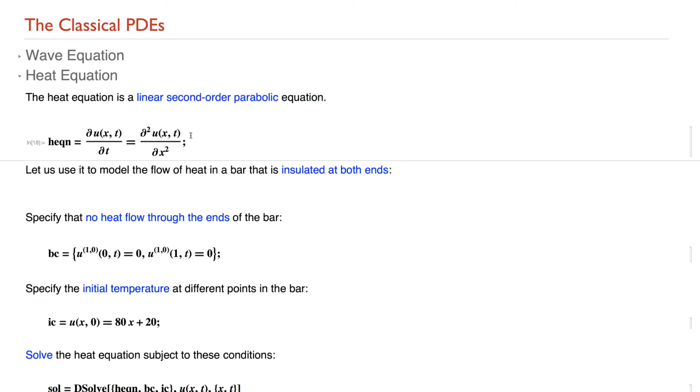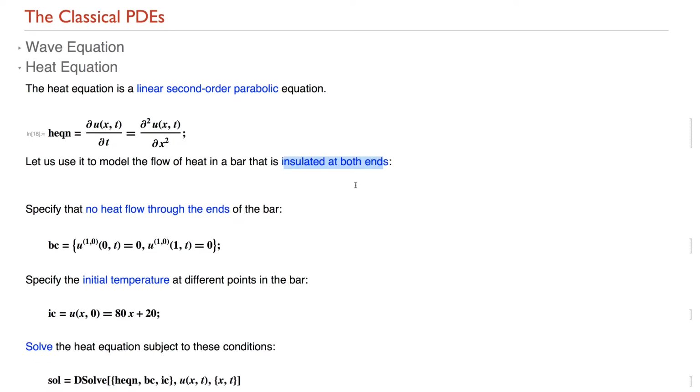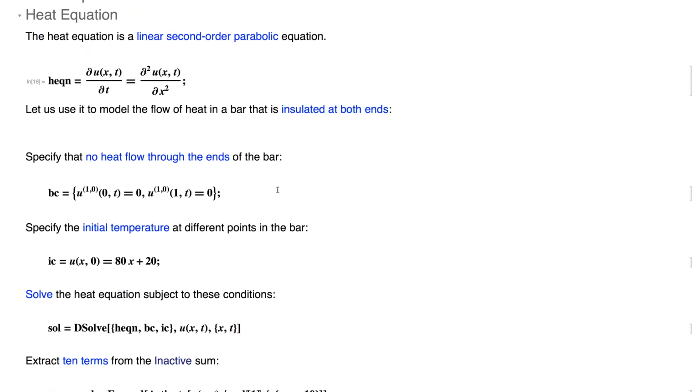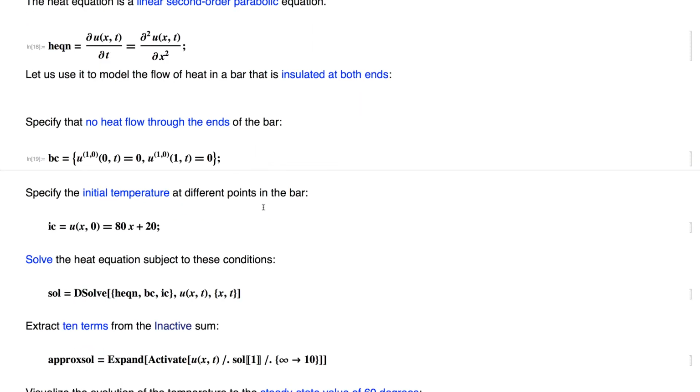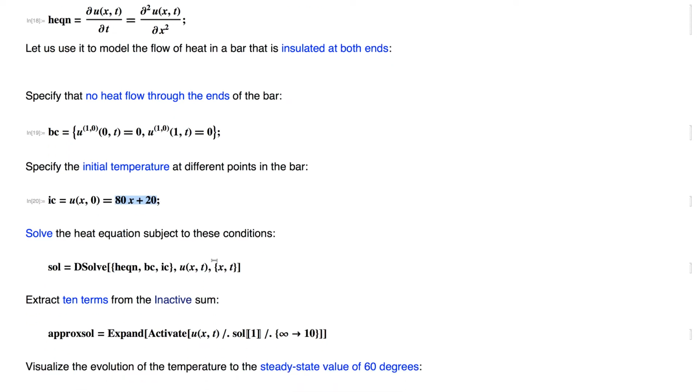And to see that, let's consider the case of the flow of heat in a bar that is insulated at both the ends. So let's specify first that no heat flows to the ends of the bar. And next, let's give an initial temperature at different points on the bar. So let's say when x is 0, then the temperature is 20. When x is 1, the temperature is 100. And then you solve the heat equation with these conditions.